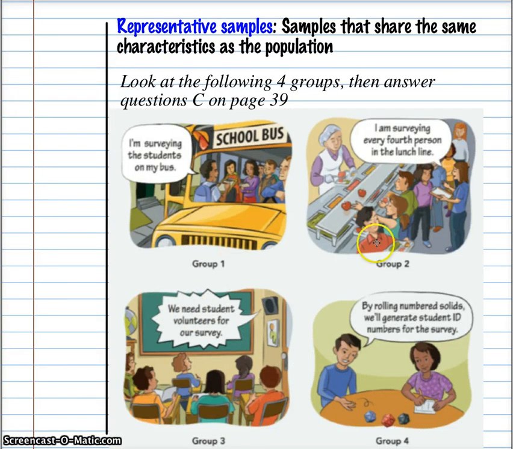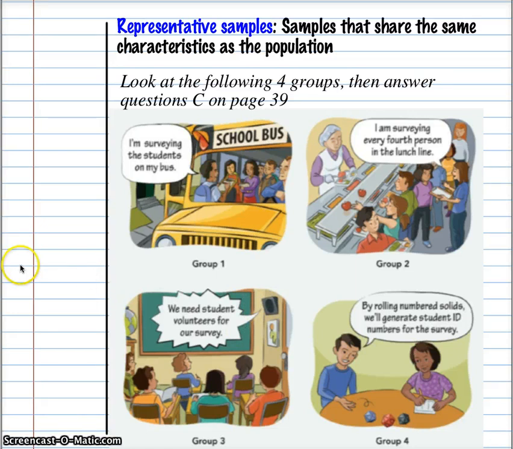So here's group 1, group 2, group 3, and group 4. There are 4 different groups. You don't have to draw them. You can write them down and say group 1 is people on a bus, group 2, people in line. So you can write here, group 1, I'm surveying students on my bus. Group 2, I'm surveying every 4th person in line. If you would like to draw them, go ahead. It could help you think about what those groups mean and what you can get from them.